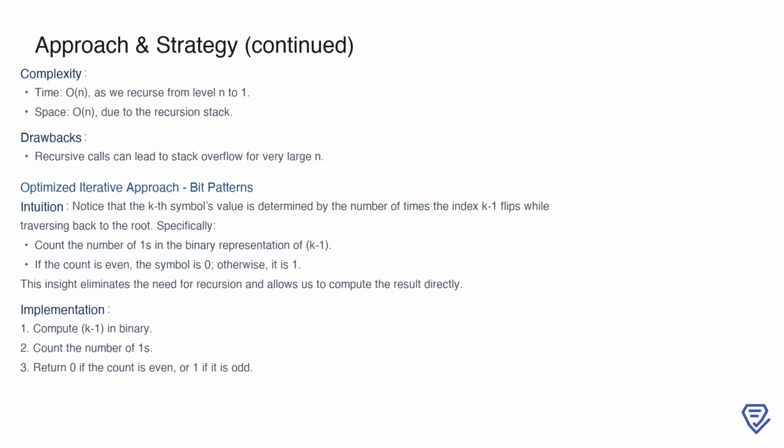To address this, we turn to an optimized iterative approach based on bit patterns. The key insight here is that the kth symbol's value can be determined by counting the number of ones in the binary representation of k-1. If the count is even, the symbol is 0, if odd, the symbol is 1. This eliminates the need for recursion entirely and enables us to compute the result directly, leveraging the structure of the sequence in a highly efficient way.